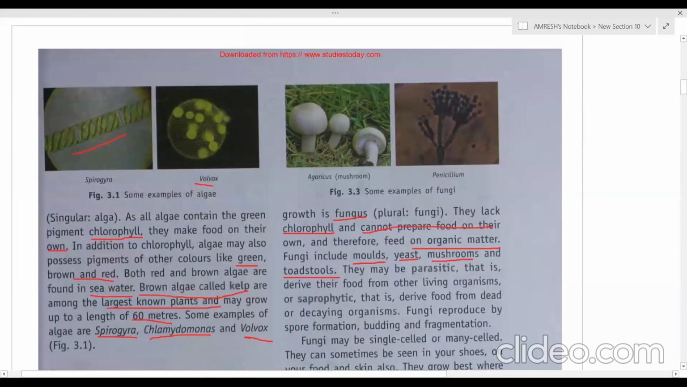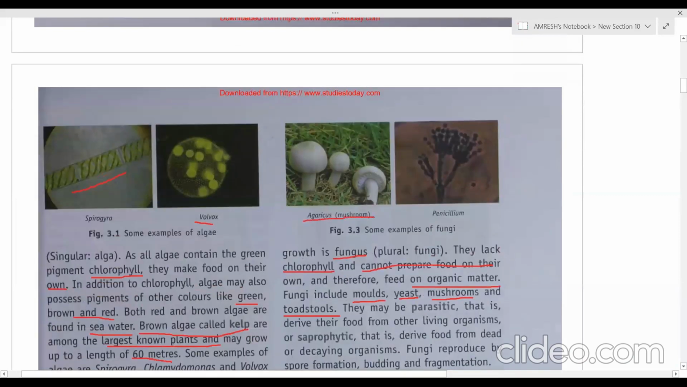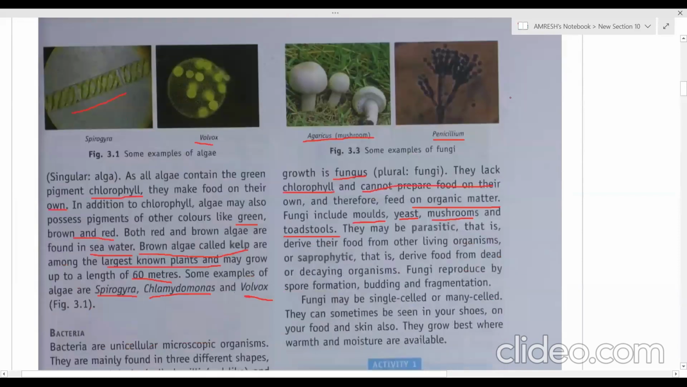See here is Agaricus, that is your mushroom, and Penicillium. Penicillium is very important for the preparation of medicines. These are your fungi. Fungi may be parasitic in nature, that is, they derive their food from other living beings because they cannot produce their own food. They depend on others for their food. So they are parasitic. Or saprophytic, that is, they derive their food from decaying organisms, like your vulture.